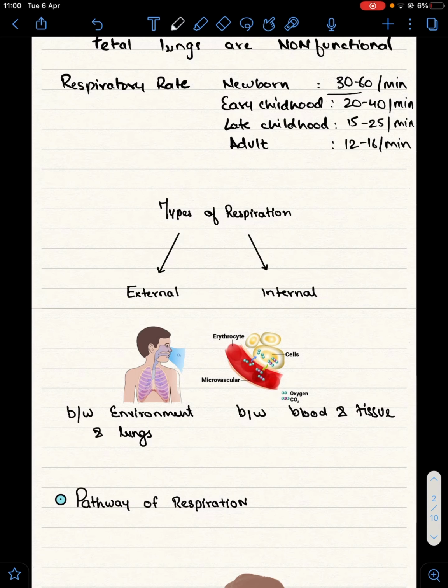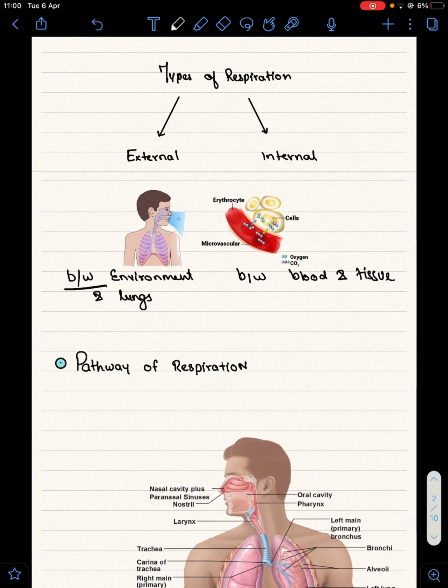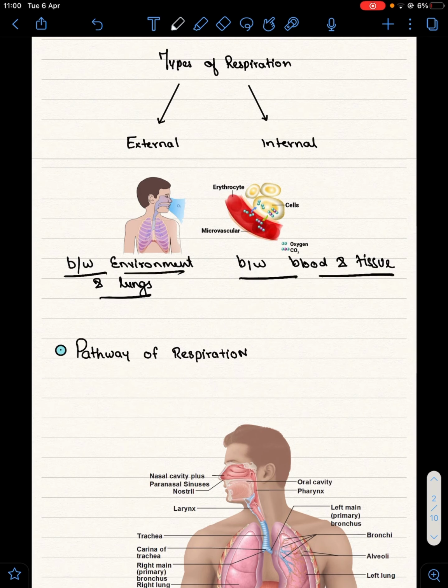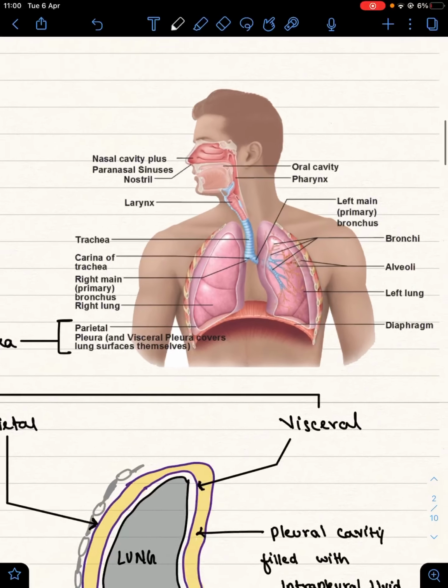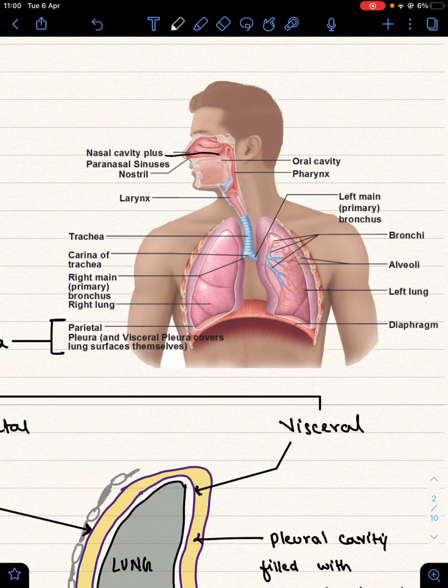So two types of respiration are there, external and internal. In external, it is between the environment and the lungs, and internal is between blood and tissues. Below I have shown the pathway of respiration. As you can see on the screen, it passes from the nasal cavity up to the alveoli of the lungs, passing through the whole tracheobronchial tree.